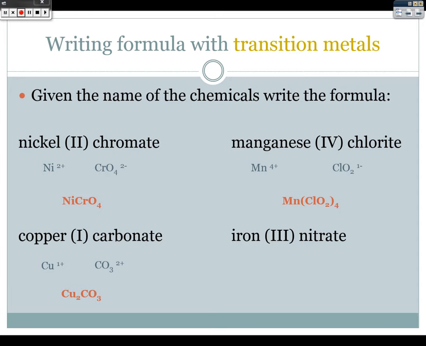And for iron 3 nitrate, that 3 tells me that it's iron 3+, nitrate's a 1-. So I'm going to need 3 nitrates to balance out my iron. So I have Fe(NO3)3, with the 3 in parentheses.